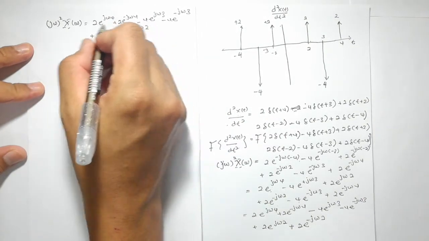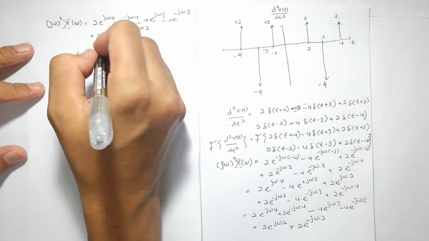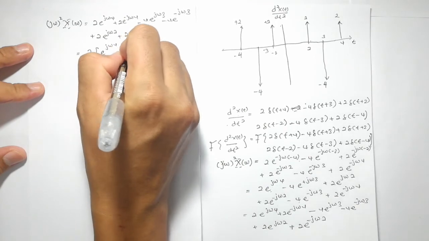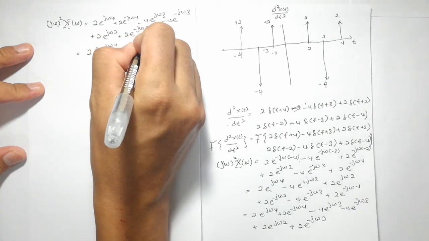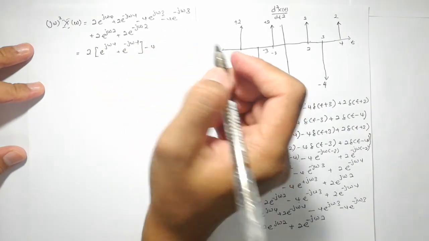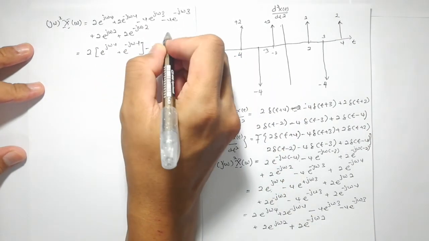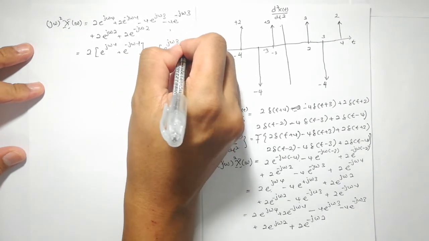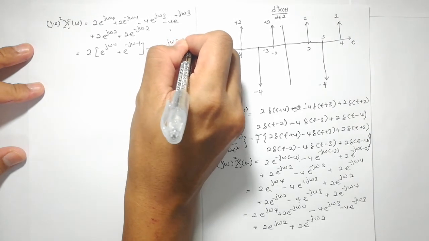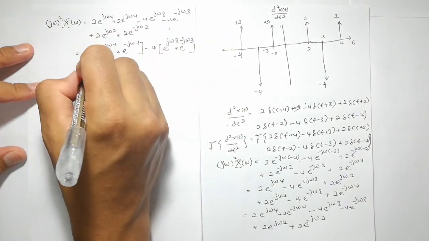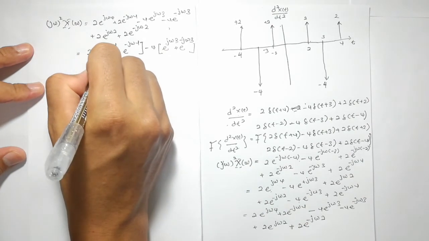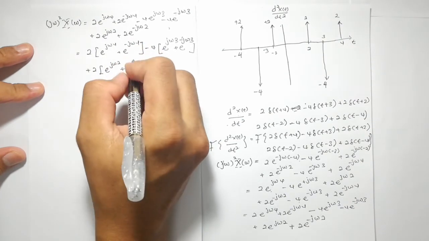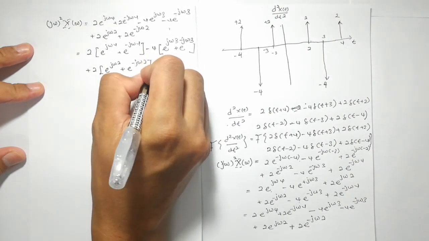we can factorize this one. So we have 2 and then e^{jω4} plus e^{-jω4}, and then negative 4, we factorize it, so we have e^{jω3} plus e^{-jω3}, and then the next one will be plus 2 e^{jω2} plus e^{-jω2}.